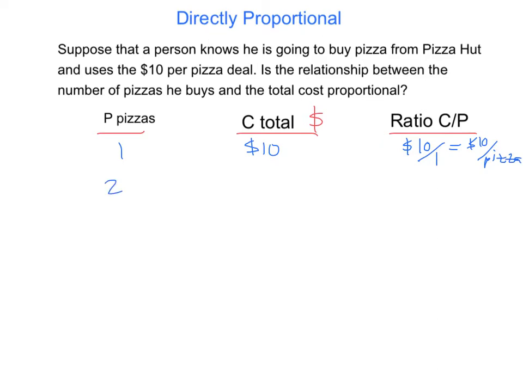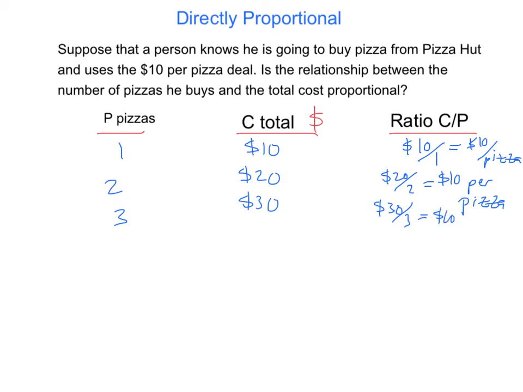If he buys two pizzas, well, it's going to cost him $20. And we get that 20 divided by 2, that is the total cost divided by the number of pizzas, is again just $10 per pizza. And we can keep doing this. 3 pizzas for $30 gets us 30 over 3, gets us then $10 per pizza.